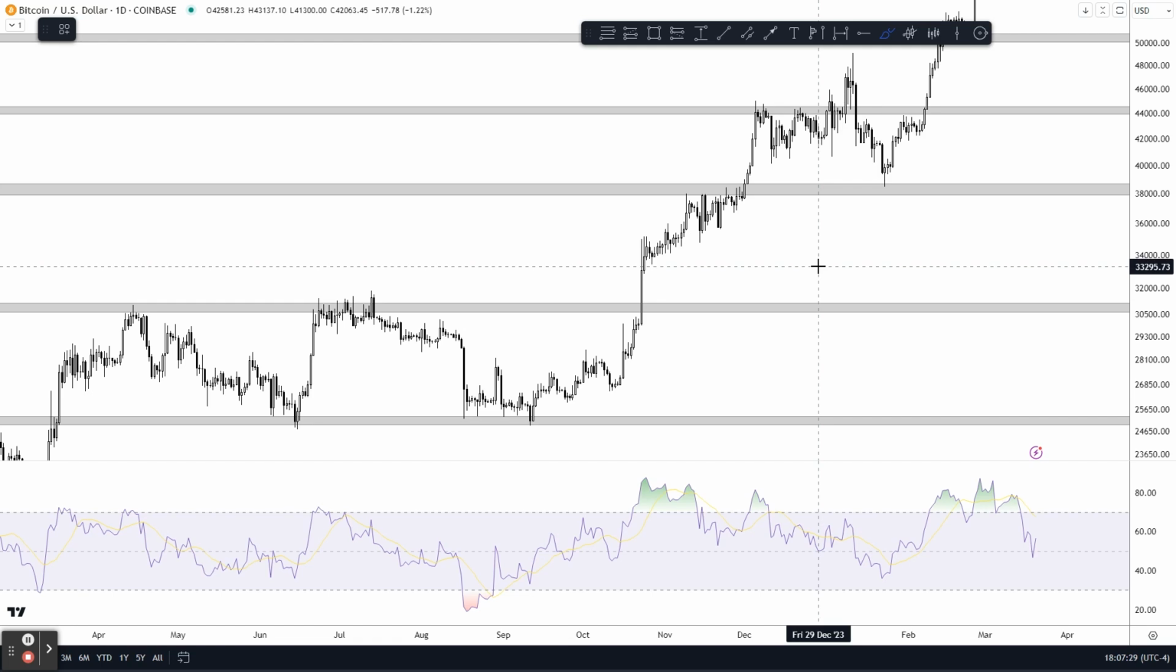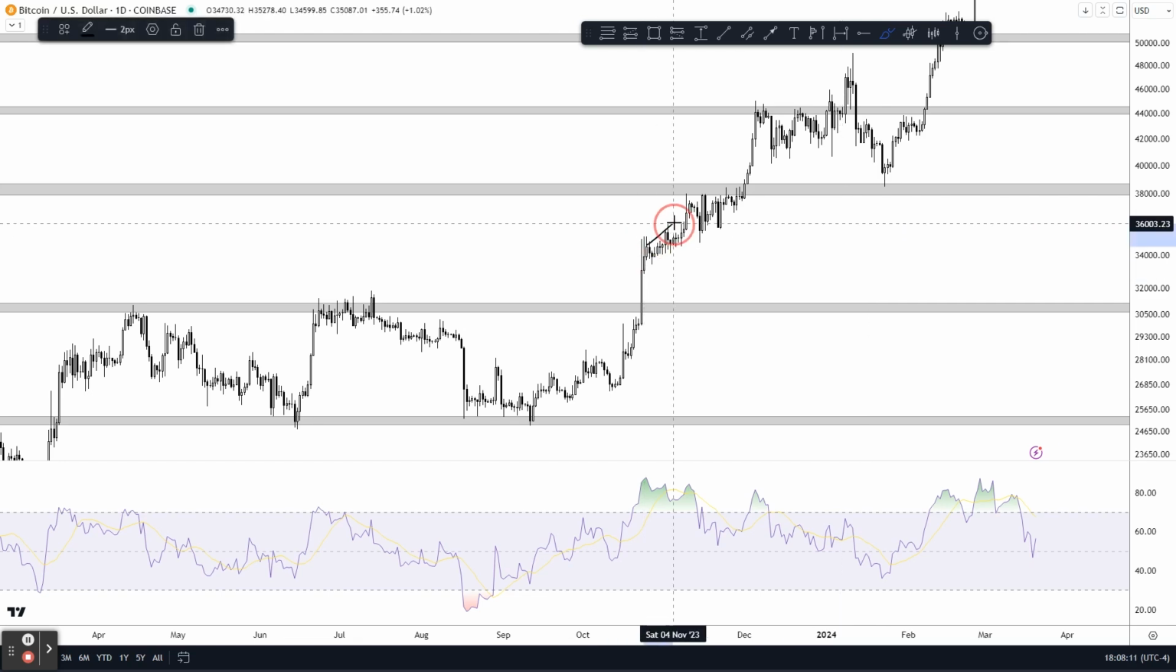Now, the issue is that when you're using RSI, typically what you want to look for are divergences. So places where price action is doing one thing and the relative strength index is doing the exact opposite. The way that you go about finding these divergences is by looking for places where price action finds a higher high, and for example, the RSI finds a lower high. That then creates a divergence between the two, between price action and the relative strength index.